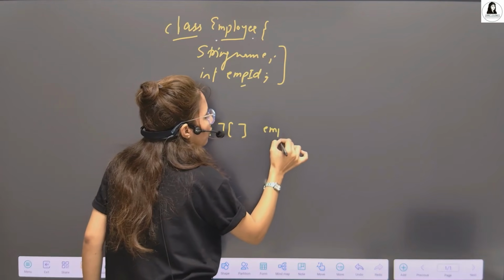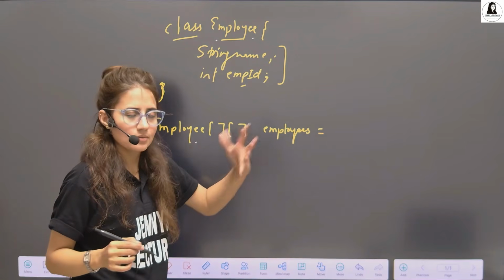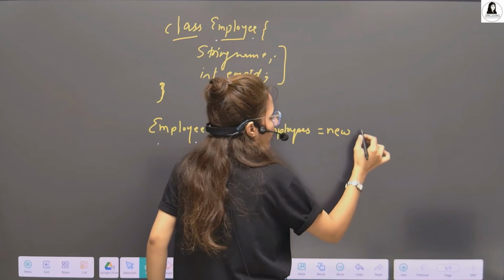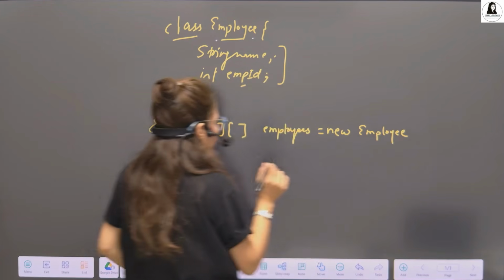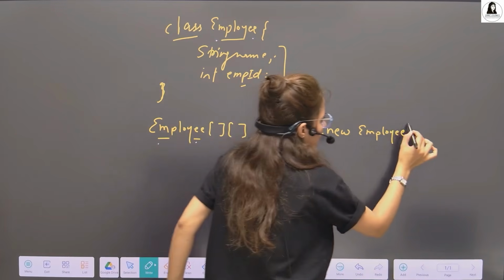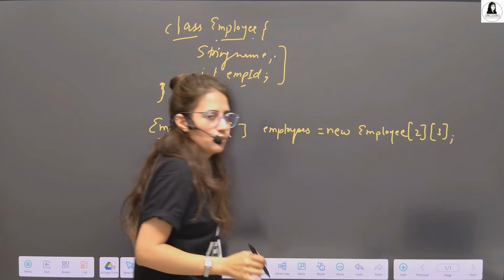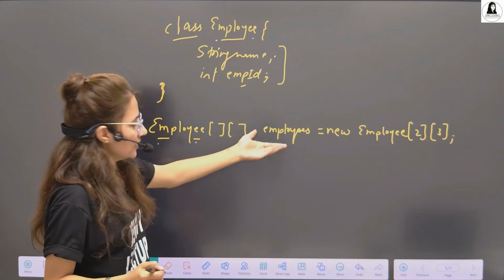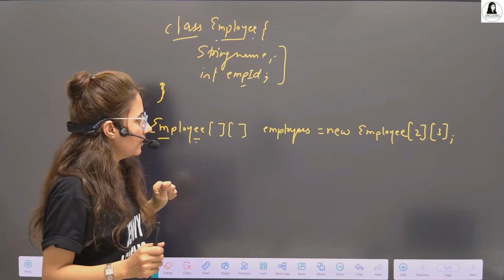And now the name of the 2D array. Suppose I'm taking employees, as more than one employee would be there. Now new, and then the type again, Employee, and then the size. So like 2 and 3, something like this I want to give. So it's a 2D array of objects of type Employee, right?